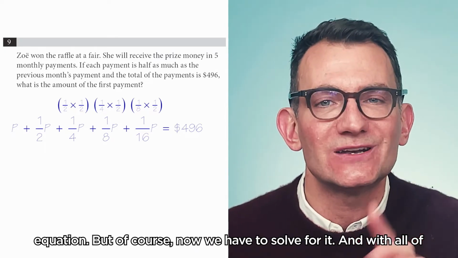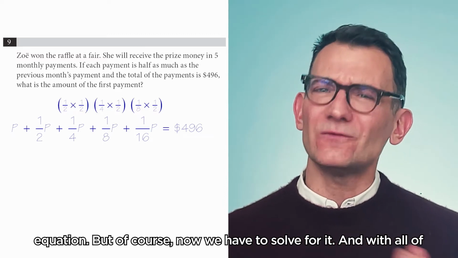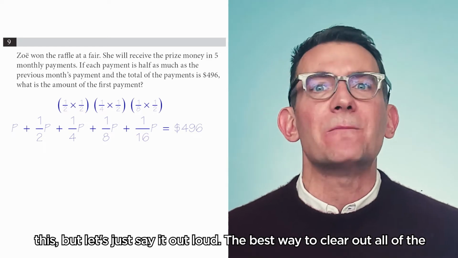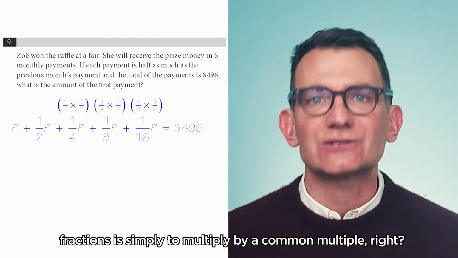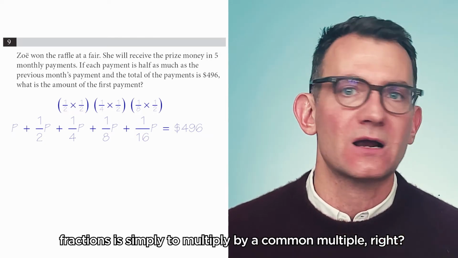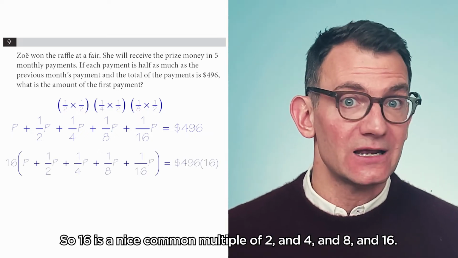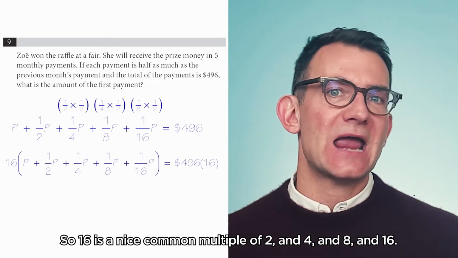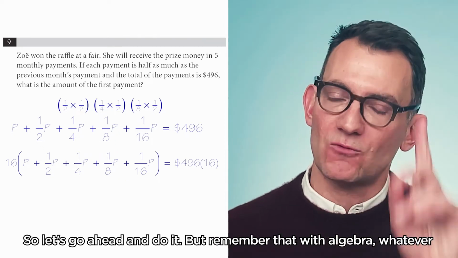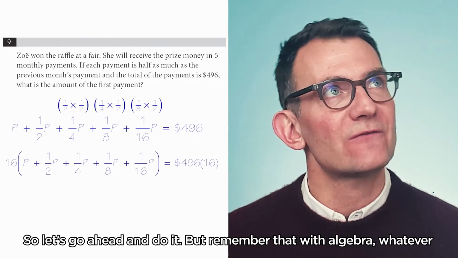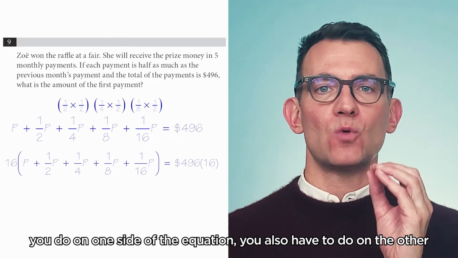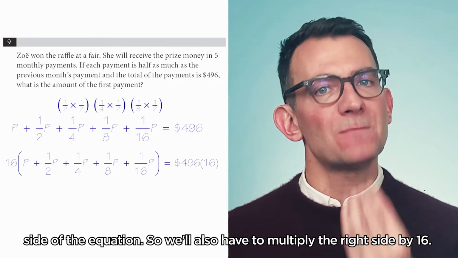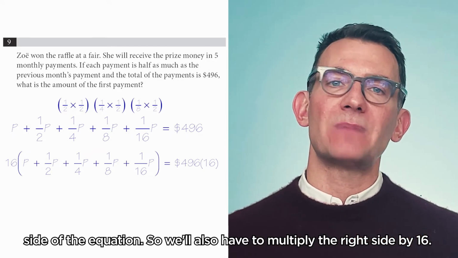But of course, now we have to solve for it. And with all of those fractions, it's going to get pretty messy. And of course, we all know this, but let's just say it out loud. The best way to clear out all of the fractions is simply to multiply by a common multiple, right? So 16 is a nice common multiple of 2 and 4 and 8 and 16. So let's go ahead and do it. But remember that with algebra, whatever you do on one side of the equation, you also have to do on the other side of the equation. So we'll also have to multiply the right side by 16.